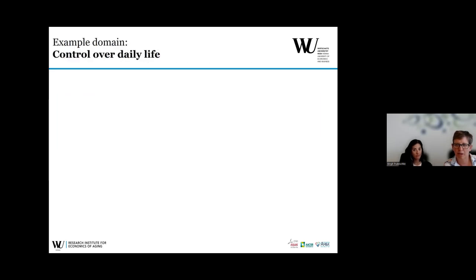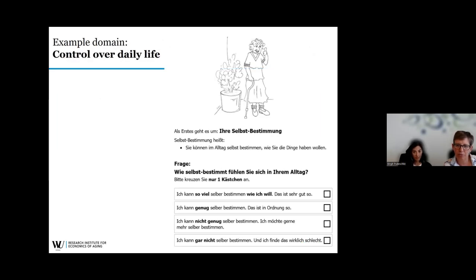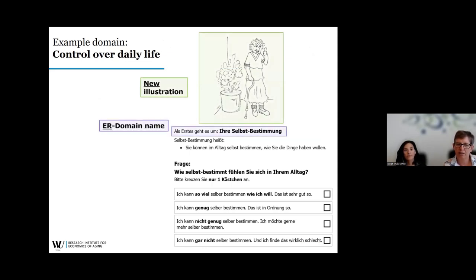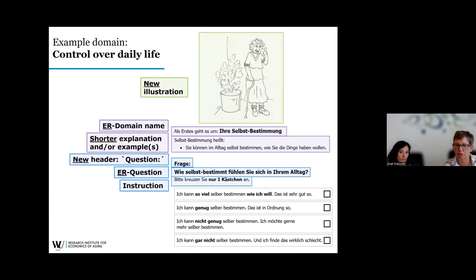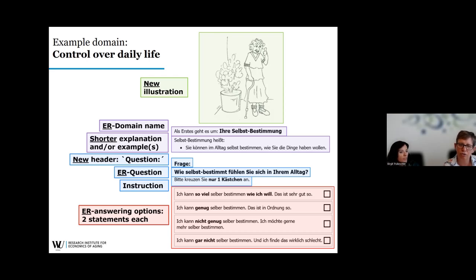And for the easy read version, now we have the new illustration, then the domain name. So this is also different to the original version. We include the domain name. We have an explanation that is very short. Then we have also a new header that points to the question, to make people aware that now there is the question. Then we have the question in the easy read format, also the instruction, which in German doesn't make much difference, and also the easy read answering response options.